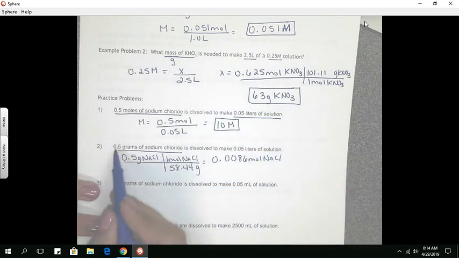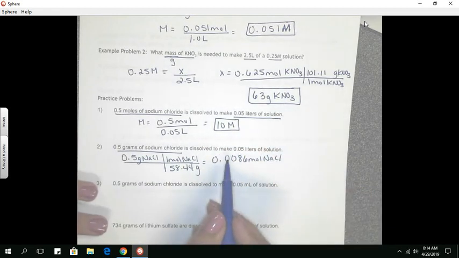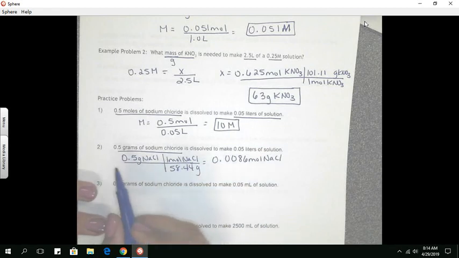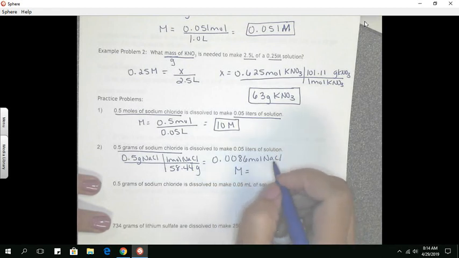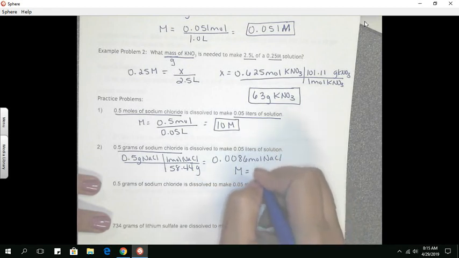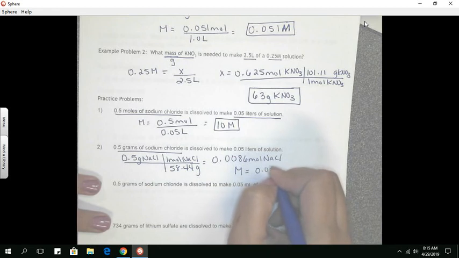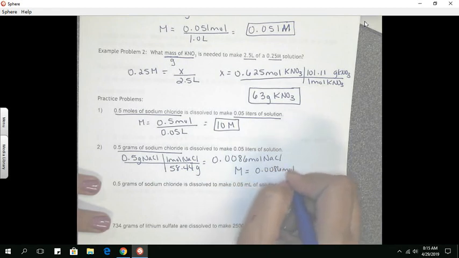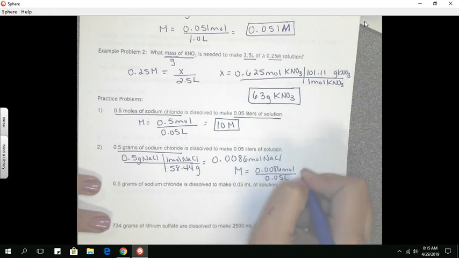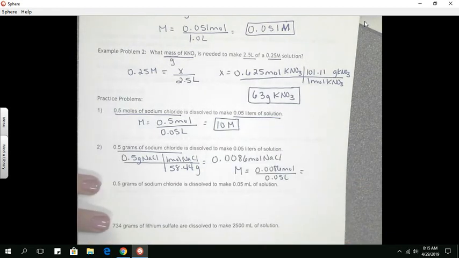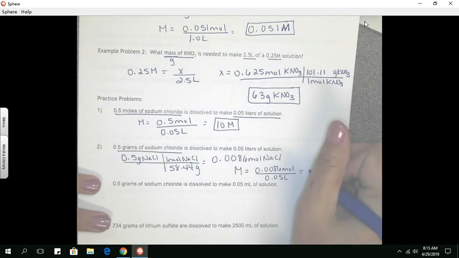Now, we have one significant figure each here, but we'll worry about that when we find our final answer. So we're going to find our molarity is equal to our moles, 0.0086, divided by our liters of solution, which is 0.05. And then to our one significant figure, we get 0.2 molar.